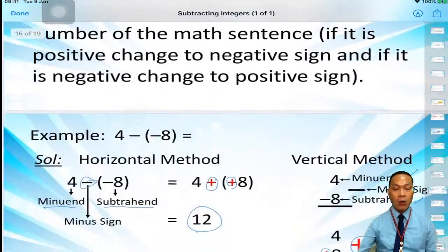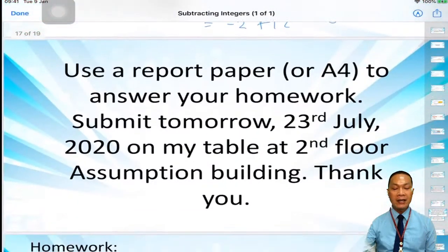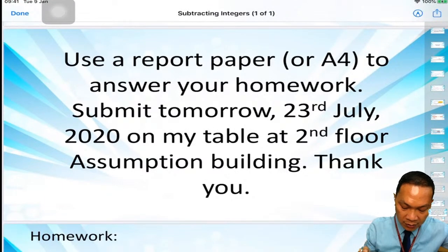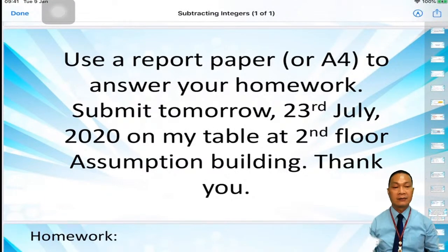When you answer your homework, please use report paper. This time, no more notebook. Use report paper or A4 to answer your homework. And then submit tomorrow, 23rd July 2020, on my table at second floor, Assumption Building.